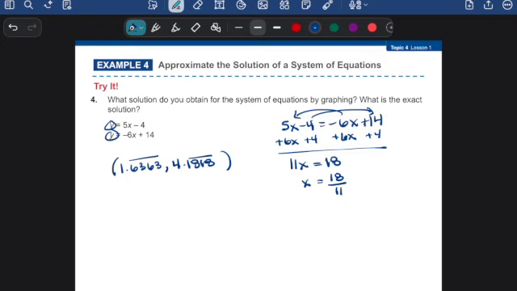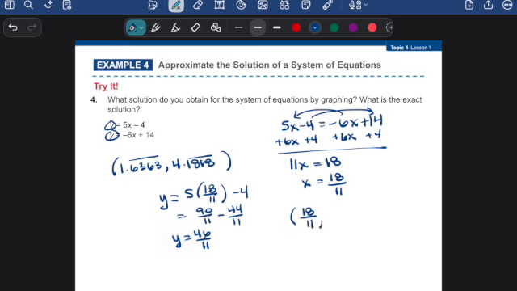Okay, that's my x value. Plug that into either equation to find y. So y equals 5 times 18 over 11 minus 4. Okay, this equals 18 times 5 is 90 over 11 minus 4, that's 44 elevenths. 90 minus 44 is 46, so y would equal 46 over 11. So my exact solution, my x value is 18 elevenths. My y value is 46 over 11.